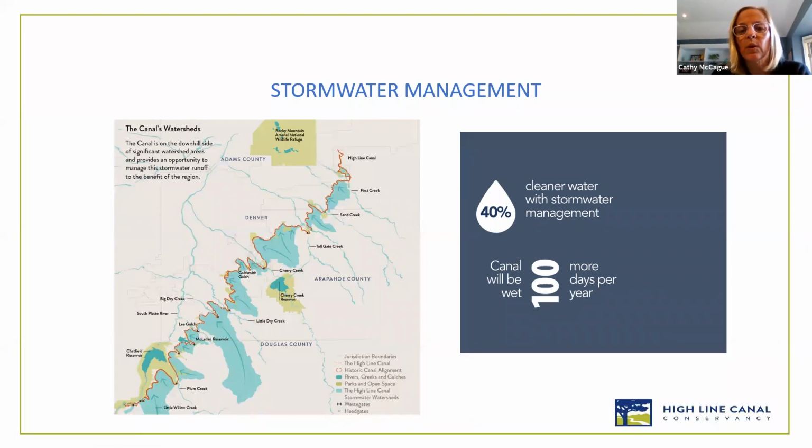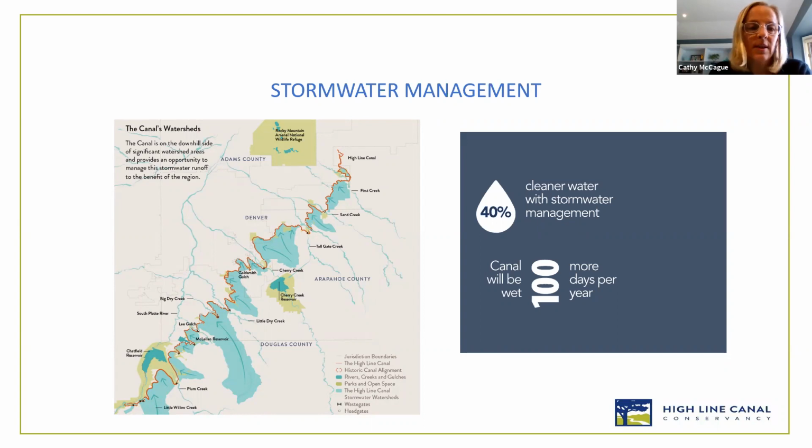Stormwater management is one of the 6 tools found in the plan that promotes the canal's transformation and addresses stormwater management. Here on the slide on the left-hand side, you see the watersheds that intercept the Highline Canal. This provided opportunity for decision makers and governmental leaders to think about how they can use the canal for stormwater purposes. There's several key reasons why this transformation is warranted.